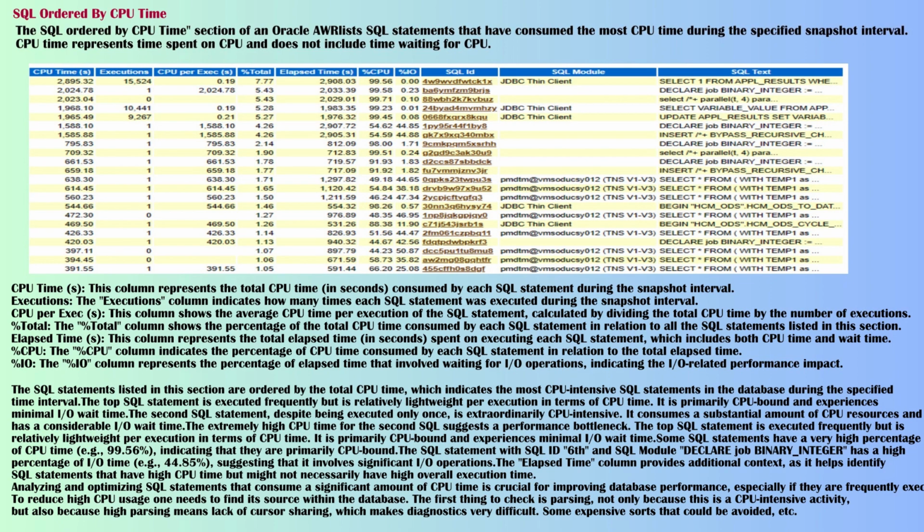The first thing to check is parsing, not only because this is a CPU-intensive activity, but also because high parsing means lack of cursor sharing, which makes diagnostics very difficult. Some expensive sorts that could be avoided, etc.